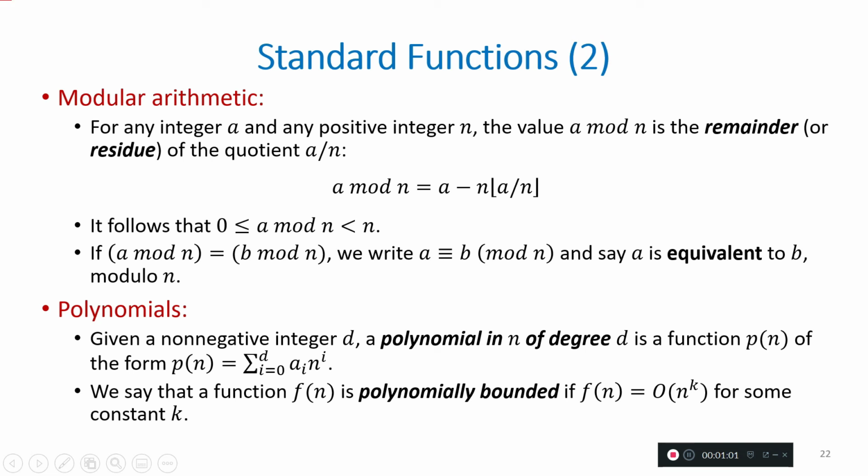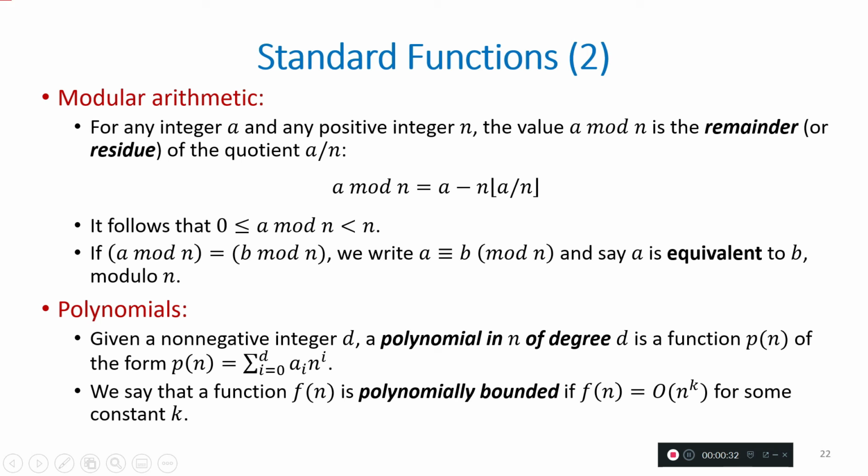So we can define a polynomial as the sum of the product of a_i's and n to the power i for some non-negative integer i. So P of n would be of the form summation i from 0 to d of a_i times n^i, where a_i are coefficients and n^i's are the polynomial terms.